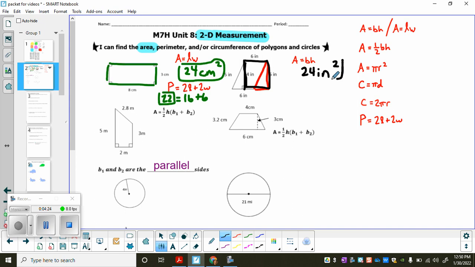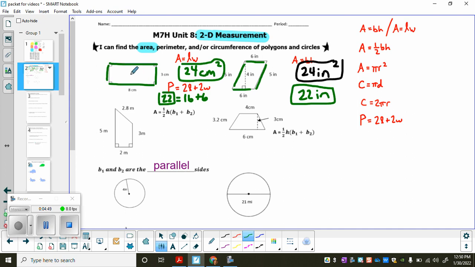Okay, that's the area. And for the distance around it, we're just going to add up all the sides. I've got this 6 and this 6. All right, so that's 12. And then I'm just going to add 10. And that's also going to be a 22, which happens to just be a coincidence that it's the same answer as the first one.